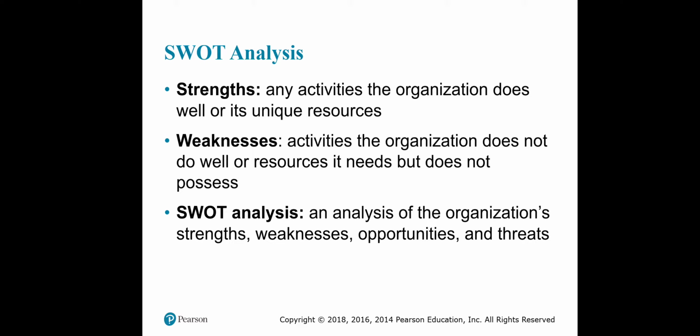After completing an internal analysis, managers should be able to identify organizational strengths and weaknesses. Any activities the organization does well or any unique resources that it has are called strengths. Weaknesses are activities the organization doesn't do well or resources it needs but doesn't possess. The combined external and internal analysis is called the SWOT analysis, an analysis of the organization's strengths, weaknesses, opportunities, and threats.